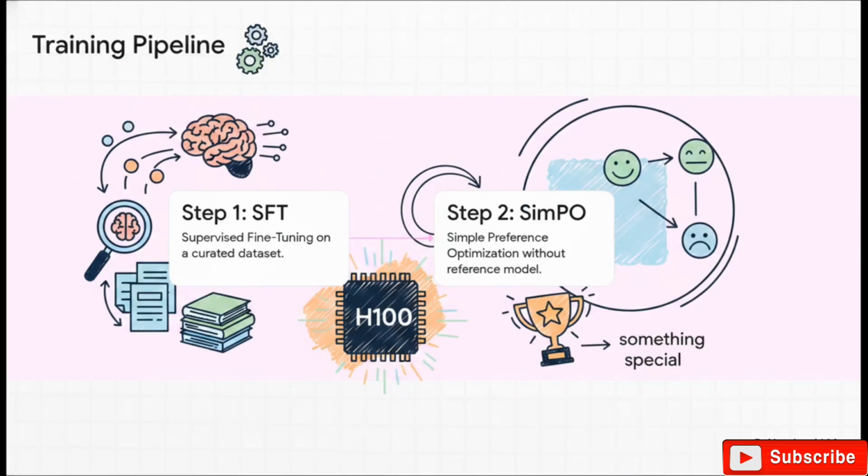Next comes the actual training process. And get this, it was done in 2 incredibly efficient steps, executed on just a single H100 GPU. I mean, that's practically unheard of for this level of performance. Step 1 was supervised fine-tuning, or SFT, on that highly curated dataset. Then step 2 was simple preference optimization, or SIMPO. Let's flip to the next slide to see why that second step is so crucial.